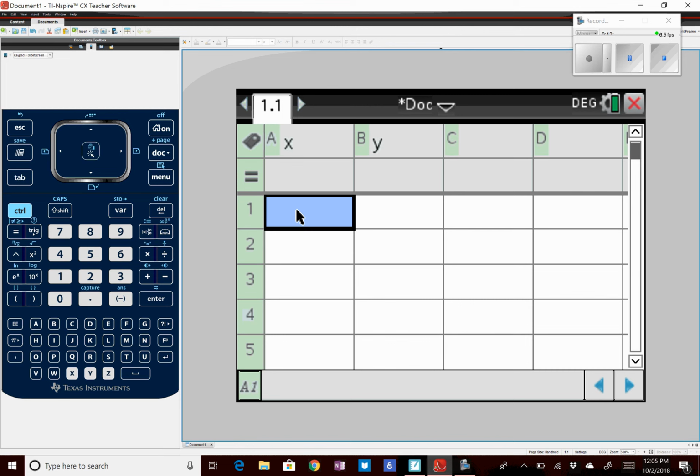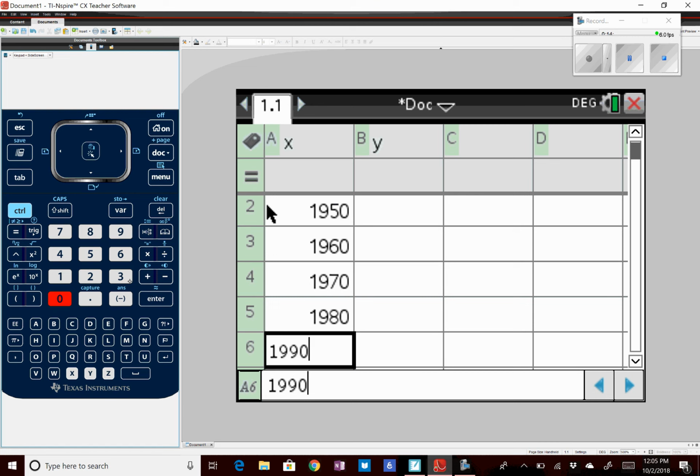So the first year is 1940. Try that again. 1940 and 1950. 1960. 1970. 1980. 1990. And the year 2000.